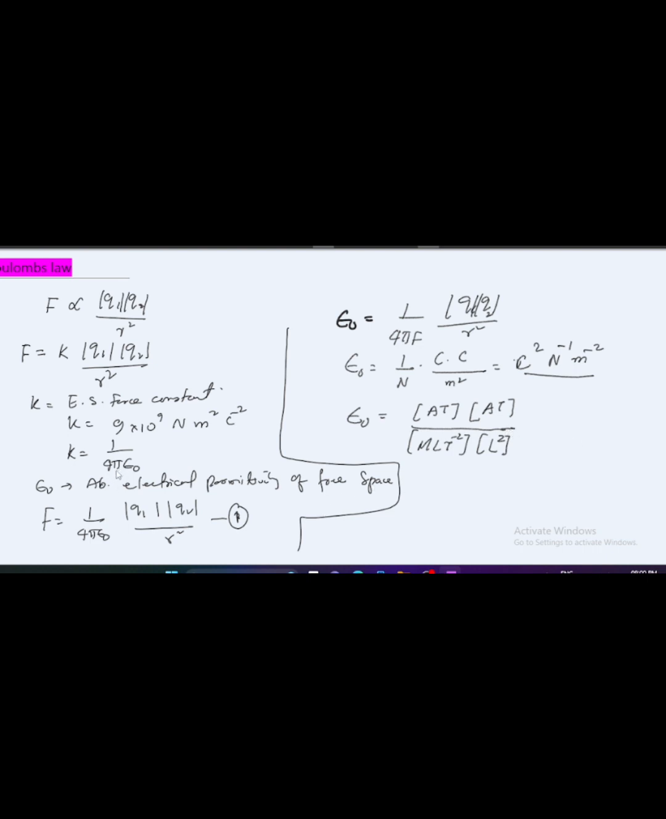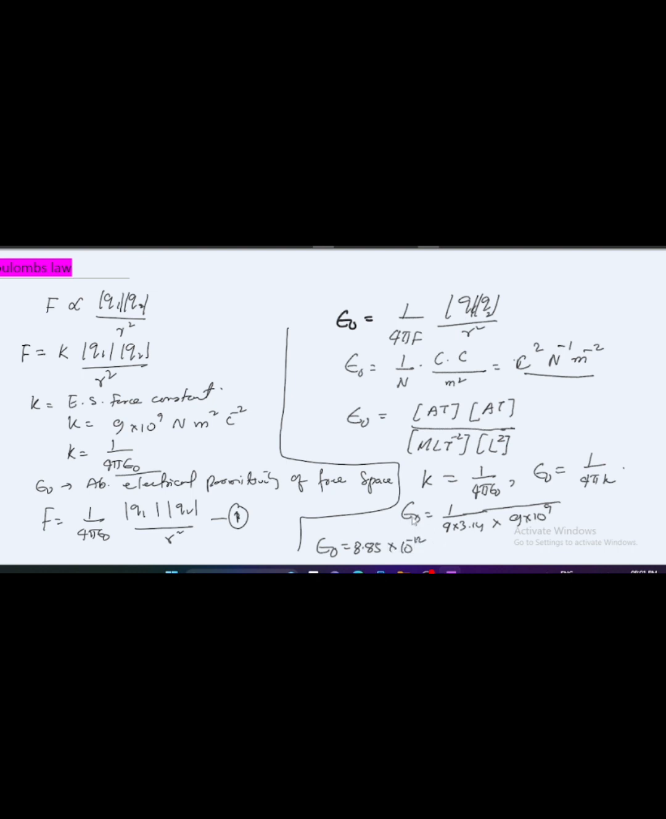From here I can write K equal to 1 divided by 4 pi epsilon naught, so epsilon naught will be equal to 1 divided by 4 pi K. I can write the value of epsilon naught as 1 divided by 4 multiplied by 3.14 multiplied by the value of K, which is 9 into 10 raised to the power 9. If we calculate this, our value comes out to be 8.85 multiplied by 10 raised to the power minus 12.